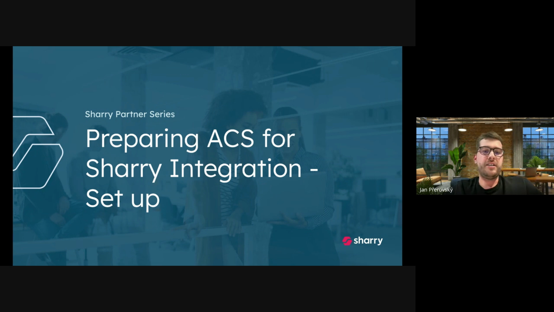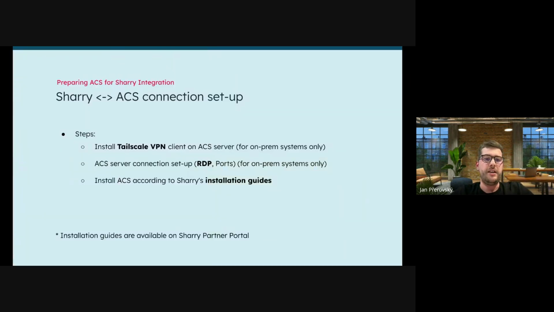So in the next part of this webinar, I would like to take you through what's necessary to set up the integration between Sharry and the access control system, because that's something that we require you to do, and this is your part of the cooperation during the project. So as I mentioned, we need to somehow connect from the Sharry AWS cloud to the local server, and for now we'll be talking only about the on-premise systems.